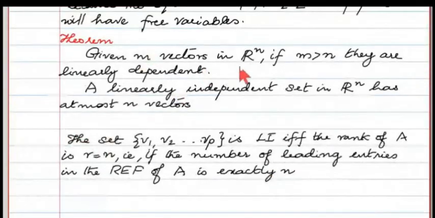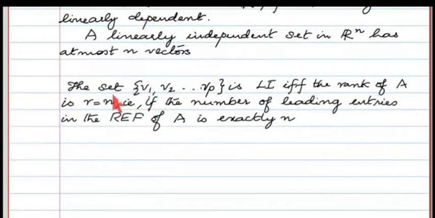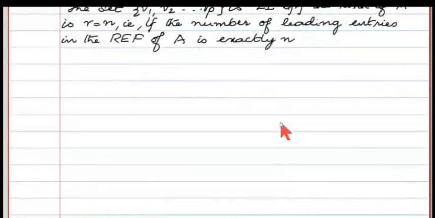Another theorem: given m vectors in Rn, if m is greater than n, then they are linearly dependent. A linearly independent set in Rn has at most n vectors. The set v1, v2, ..., vp is linearly independent if and only if the rank of A is equal to n. That is, if the number of leading entries in the REF of A is exactly n.